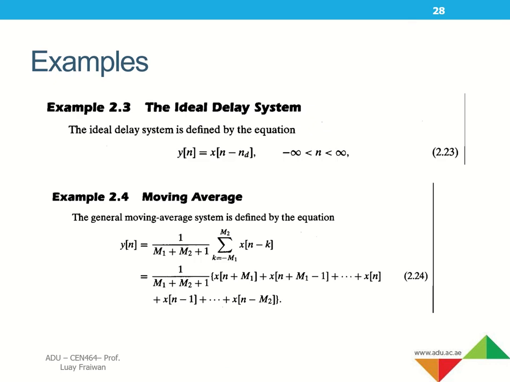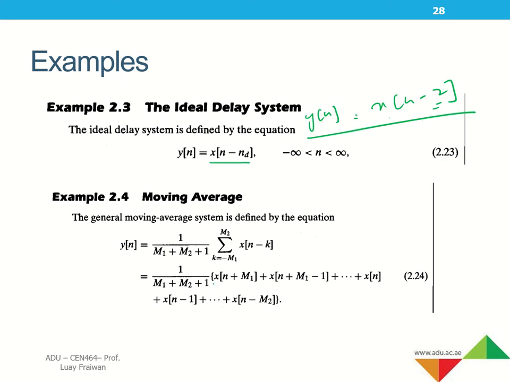There are a couple more examples. The first is the ideal delay system, where you are delaying the input. For example, we are just getting x of n minus 2. So this is called a delay system, where the input is delayed by 2. This is also a non-recursive discrete time system.